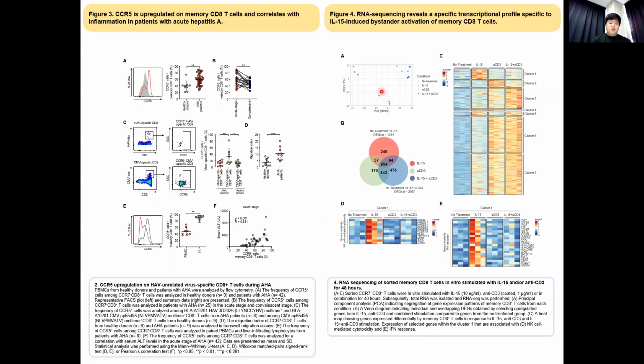Finally, to analyze a unique gene expression of bystander-activated memory CD8 T cells, we performed RNA sequencing of sorted memory CD8 T cells stimulated in vitro with IL-15 with or without TCR stimulation. Through a Venn diagram analysis, we were able to identify overlapping and individually upregulated differentially expressed genes from each condition. And when we present them as a heat map, we were able to isolate cluster 1 as a gene set of IL-15-induced bystander activation in memory CD8 T cells.